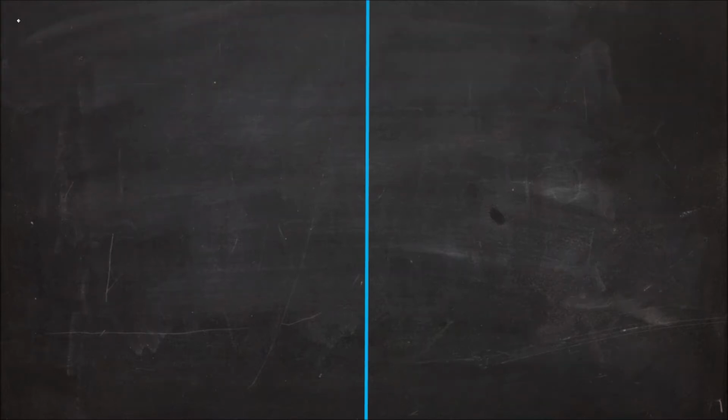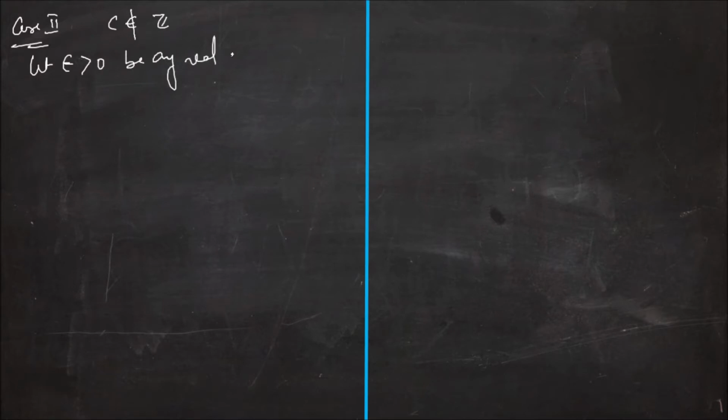Now case 2, c does not belong to Z, that is c is not an integer. So in this case, we will show that f is continuous at c. So for that, take any arbitrary epsilon greater than 0. So let epsilon greater than 0 be any real number. So we have picked any arbitrary epsilon. Now we will show that there exists a delta greater than 0 such that |x minus c| less than delta will imply |f(x) minus f(c)| less than epsilon.